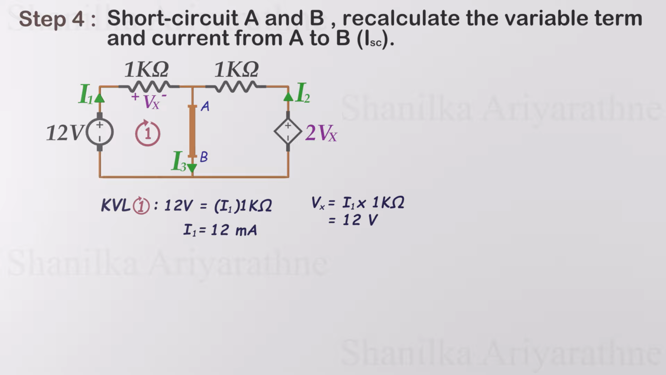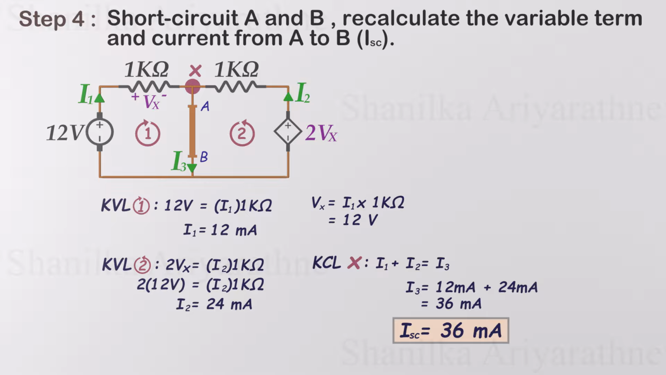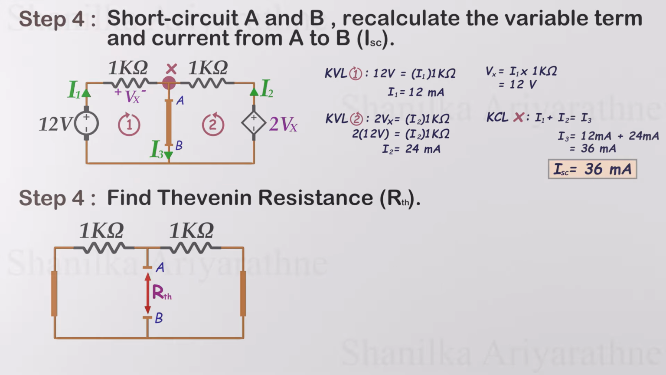If you are skilled in circuit analysis, you may quickly observe the circuit and determine that Vx without going through detailed calculations. Next, apply KVL to loop 2. By solving KVL for this loop, we find the current I2 flowing through this loop to be 24 milliamps. Now apply KCL at node X, where the currents from different components meet. We find that the current I3 is 36 milliamps. This is the short circuit current flowing between terminals A and B. These recalculated values allow us to now compute the Thevenin resistance in the next step.